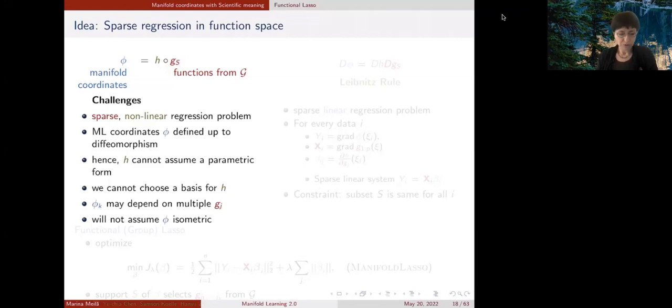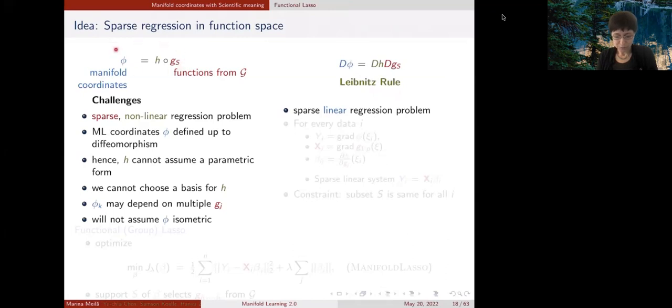Let's pause for a moment and think what can be done. We have a set of functions. We believe that they can be regressed as a function of a subset of some large set of functions, but the link function is nonlinear and non-parametric. We don't know what it is, except we know that it's smooth. We can make smoothness assumptions on it. And the answer is fairly simple. We can transform this into a linear problem. And the transformation is essentially the Leibniz rule.